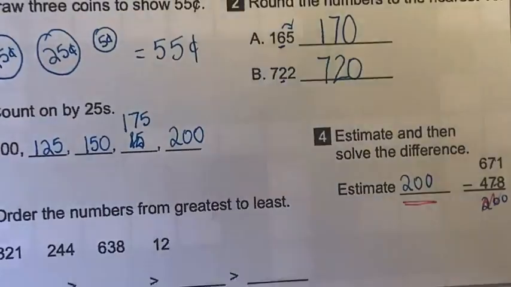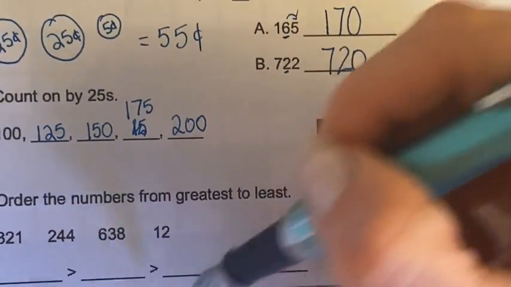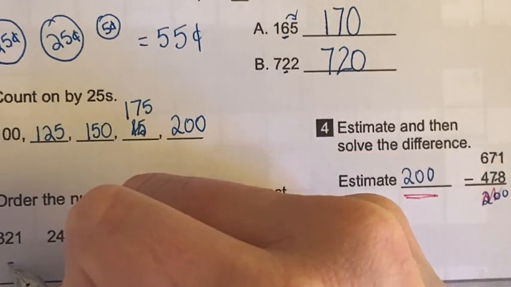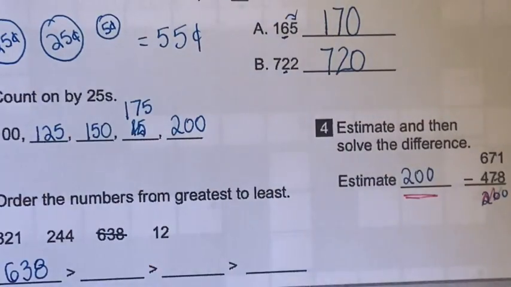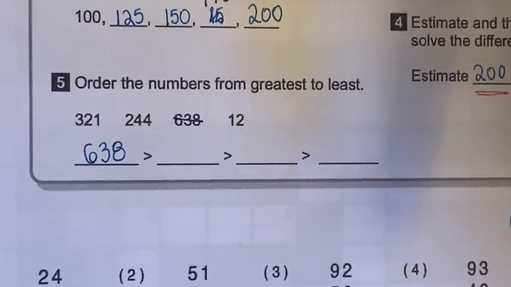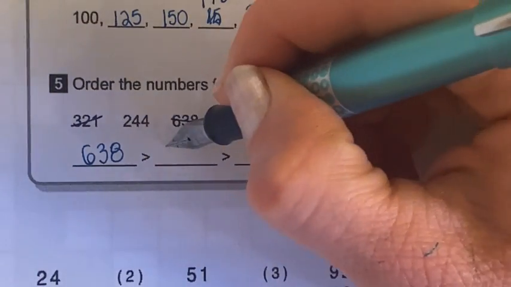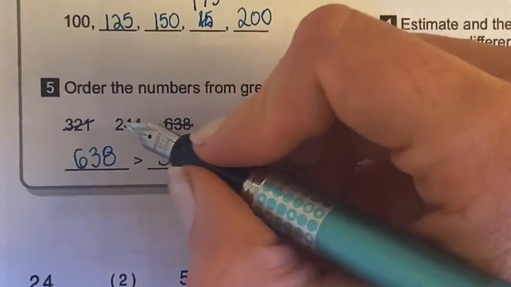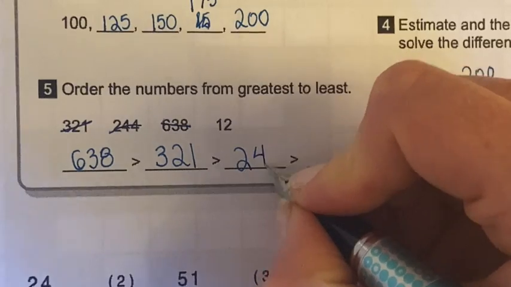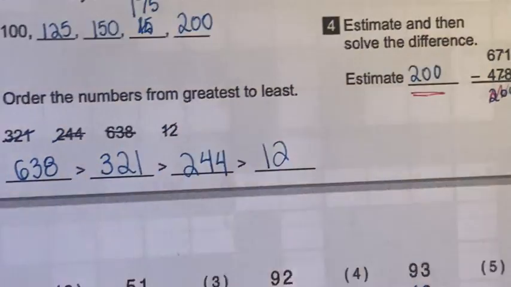All right, now it says order the numbers from greatest to least. So I would go and I have to find the greatest and the least. So my greatest number is my biggest number, 638. My second number, oh, I guess it would help if you guys could see what I was doing. My second number, I look for the next biggest number, which is 321. My next one is 244, and my least number is 12. All right.